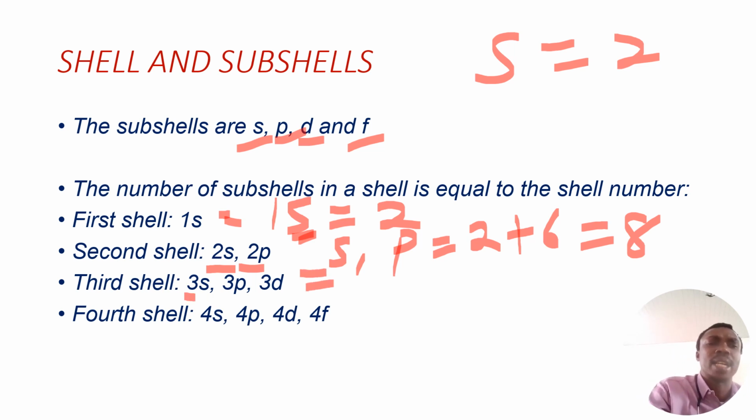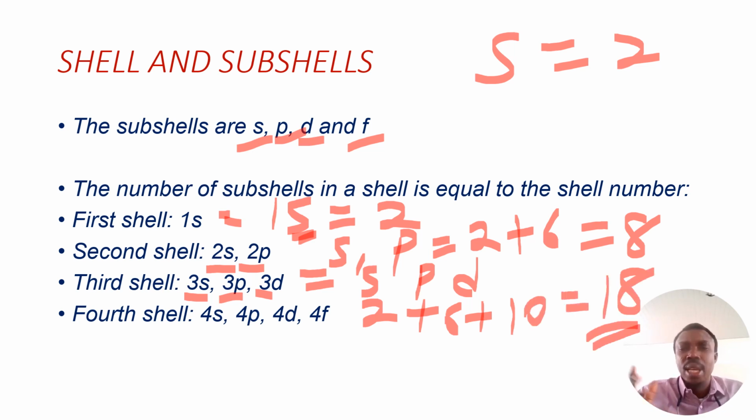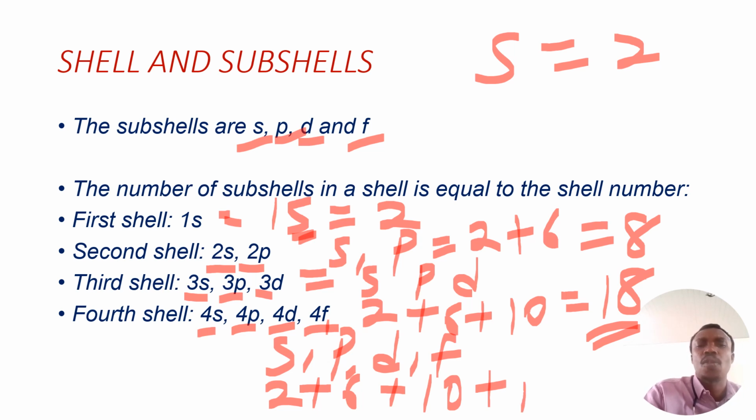Then the third shell will have the 3S, 3P, and the 3D. That means we have the S subshell, the P subshell, and the D subshell. So the third shell can hold the maximum number of 2 electrons from S plus 6 electrons from P plus 10, which is equal to 18. So the third shell can hold the maximum number of 18 electrons. Then on the fourth shell, we have the 4S, the 4P, the 4D, and the 4F. That means we have the S subshell, P subshell, D subshell, and F subshell, which is 2 plus 6 plus 10 plus 14, which is equal to 32. So the fourth shell can hold the maximum number of 32 electrons.